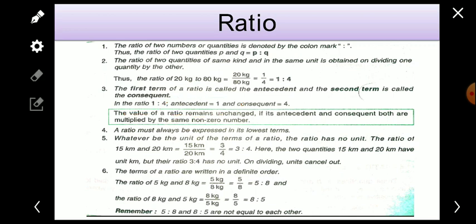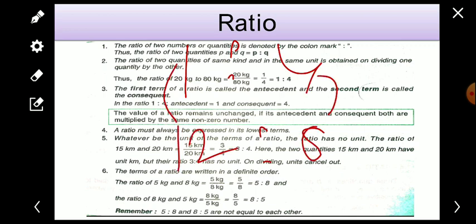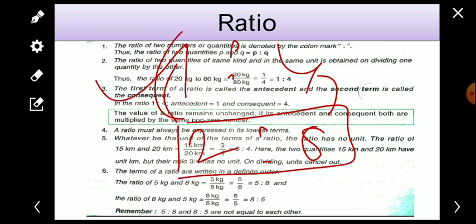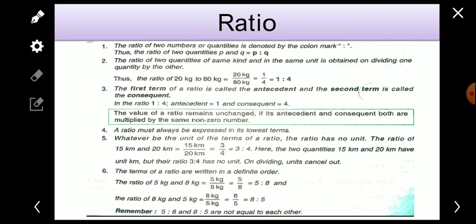Now the value of a ratio remains unchanged if antecedent and consequent both are multiplied by the same non-zero number. When we multiply both the terms, antecedent and consequent, by the same number, suppose 1:4 is there, if we multiply this by 2 and this also by 2, then whatever ratio we get has the same value as it had. So the value does not change if we multiply both the terms by the same number.